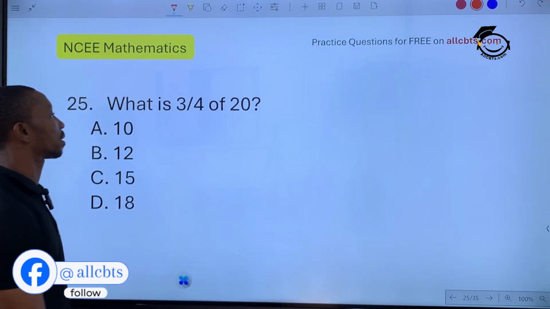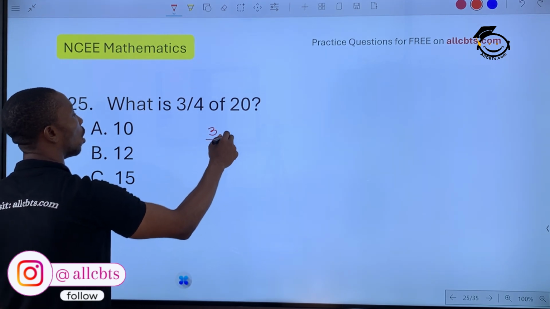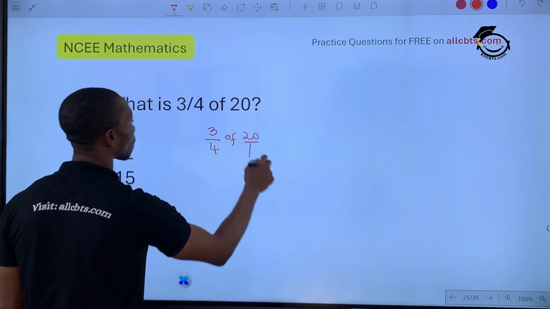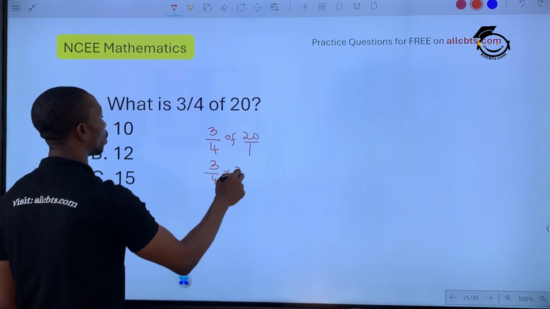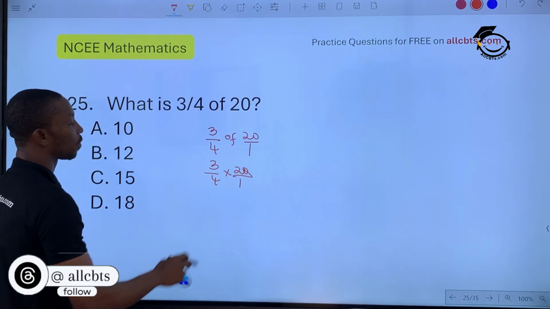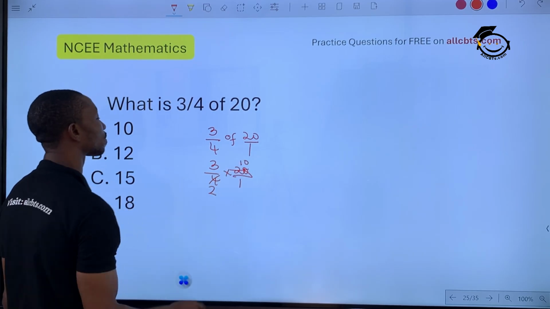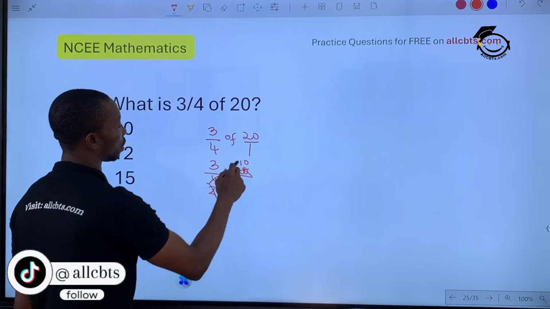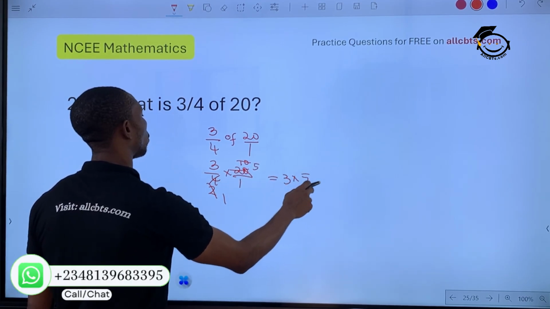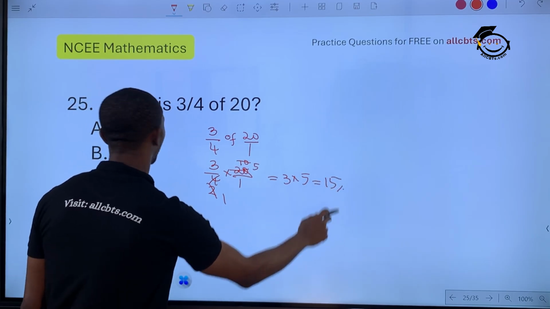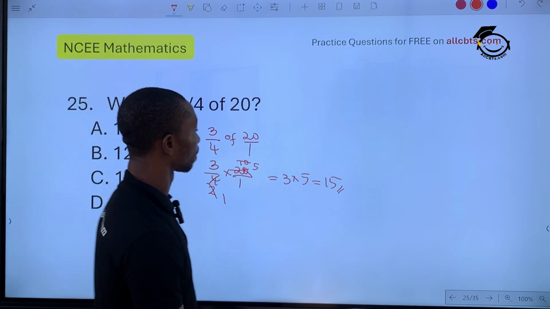What is 3/4 of 20? So we have 3/4 of 20. All right, now we turn it to 3/4 times 20/1. Okay, 2 here gives us 2. 2 here gives us 10. 2 here gives us 1. 2 into 10 gives us 5. This leaves us with 3 times 5, which gives us 15. So 3/4 of 20 would be 15.